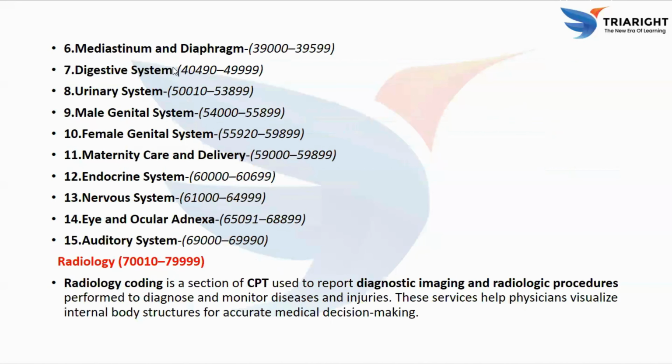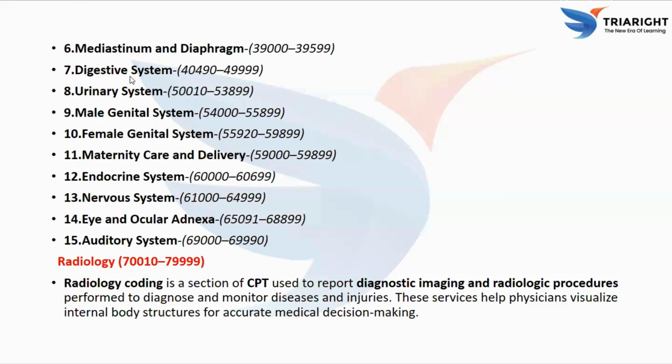And the sixth system is mediastinum and diaphragm, 39,000 to 39,599. This covers the surgery of the mediastinum, the area between the lungs containing the heart, esophagus and major vessels. It also covers surgery of the diaphragm, which is the muscle that helps in breathing. Examples like repair of diaphragm and mediastinal mass removal fall under these surgeries. Surgery is done always in the central chest area.